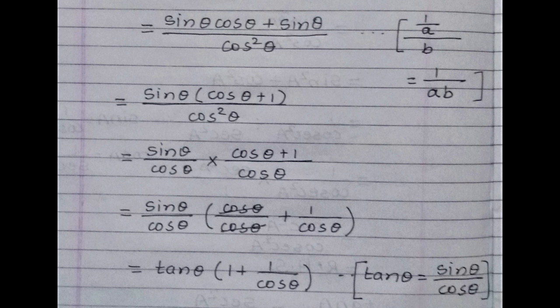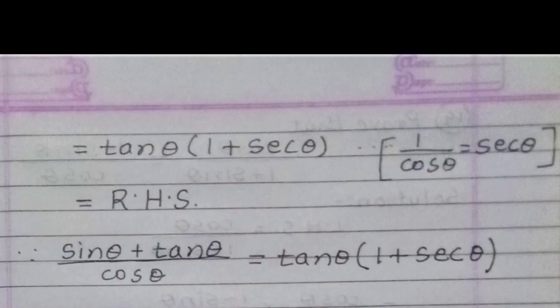Now, reciprocal: tan theta in bracket 1 plus sec theta. What is the reciprocal? Reciprocal of cos theta is sec theta. So, what is the final answer? That is tan theta into bracket 1 plus sec theta. So, LHS equal to RHS. So, sin theta plus tan theta upon cos theta is equal to tan theta into 1 plus sec theta.